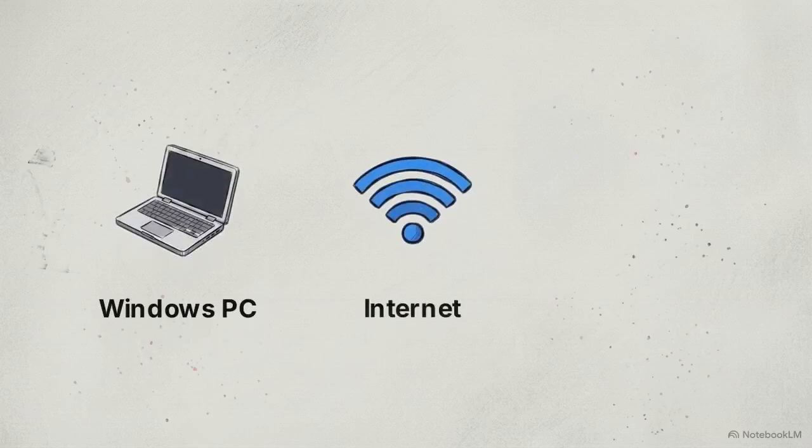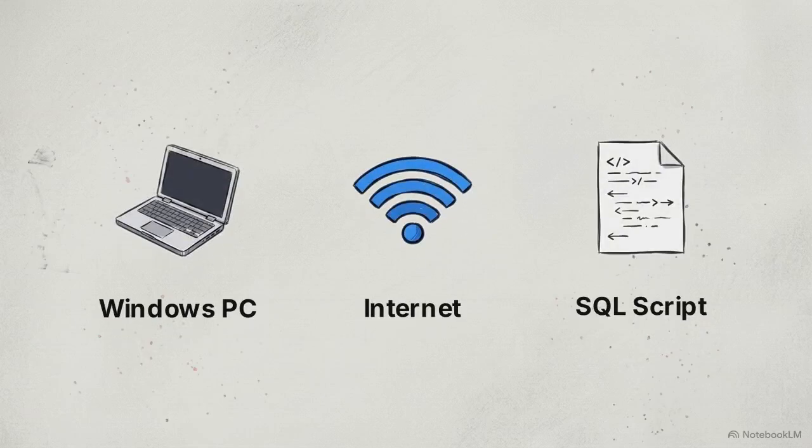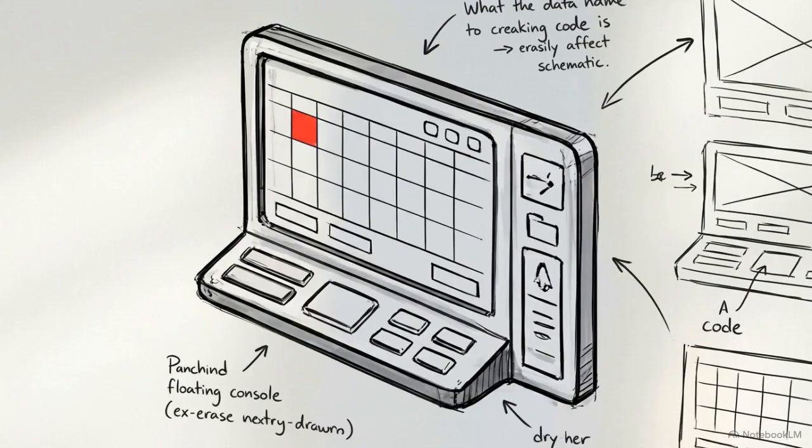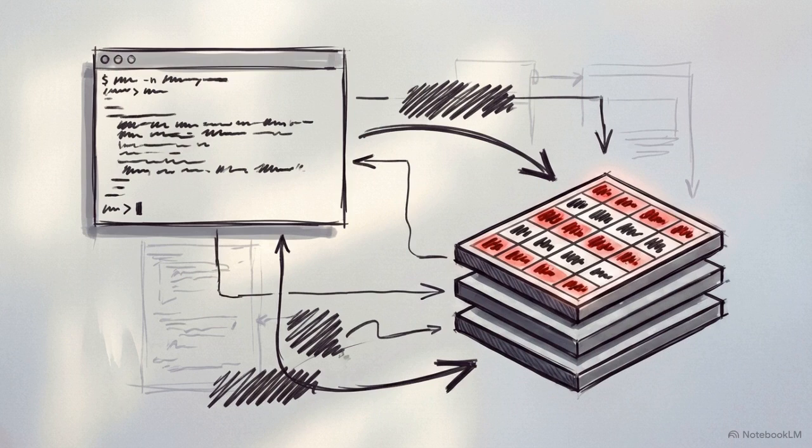We have 3 specific requirements to proceed. You need a Windows PC, an active internet connection, and the provided .SQL initialization script found in the course materials. Setting up this environment removes the primary technical blocker to learning. Once these 2 components are connected, you have a sandbox to test and execute the code used in professional data engineering.